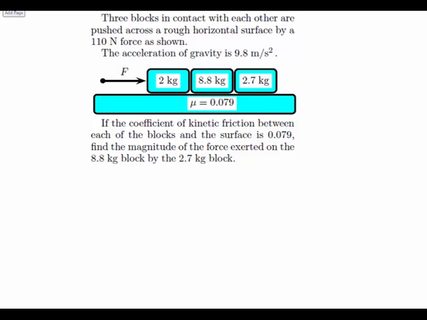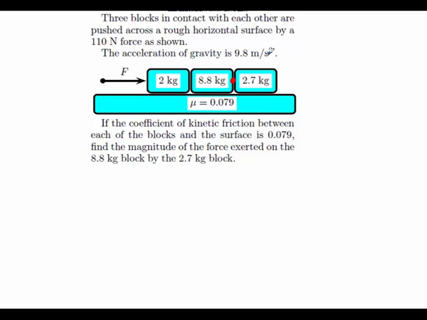Here you have 3 blocks. They're 3 blocks in contact with each other, pushed across with 110 newtons. The coefficient of kinetic friction between each block and surface is 0.29. Find the magnitude of the force exerted on the 8.8 by the 2.7. So we want to find this one here.